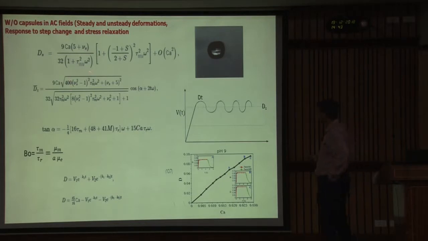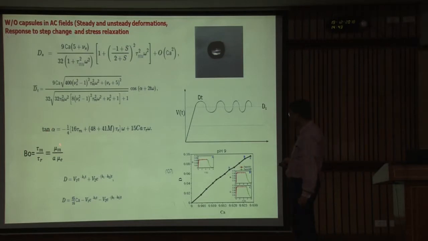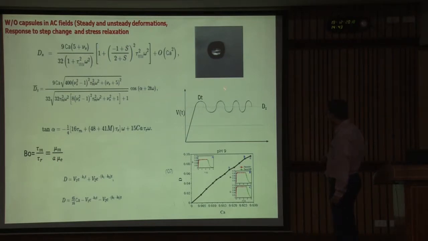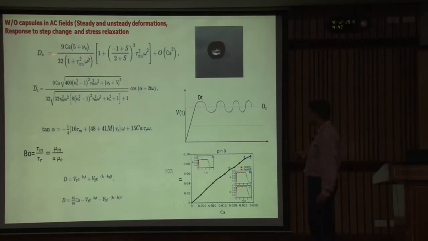I won't get into details of this, but one can get an expression for the phase lag between the applied voltage and the deformation, and this phase lag is really related to the membrane viscosity. What is called the Boussinesq number in the literature is the ratio of membrane viscosity to the fluid viscosity. So if one simply measures the phase lag and the degree of deformation, one can in principle completely characterize the capsule for its viscosity and elasticity as a function of frequency.